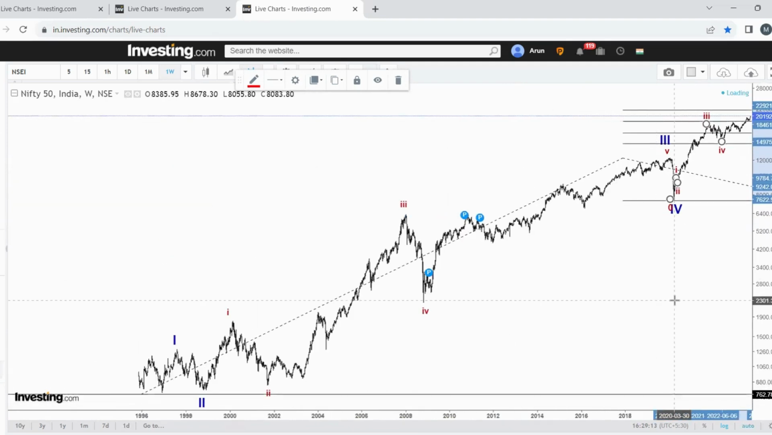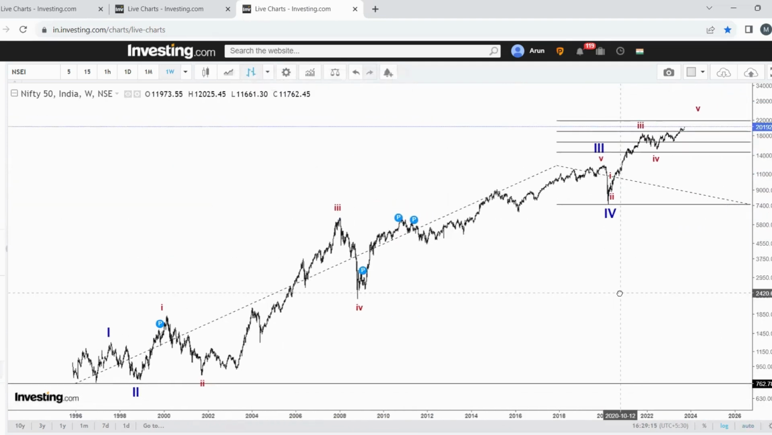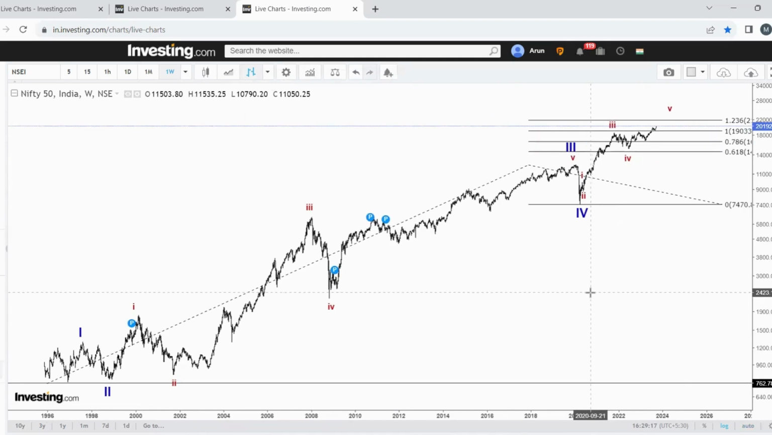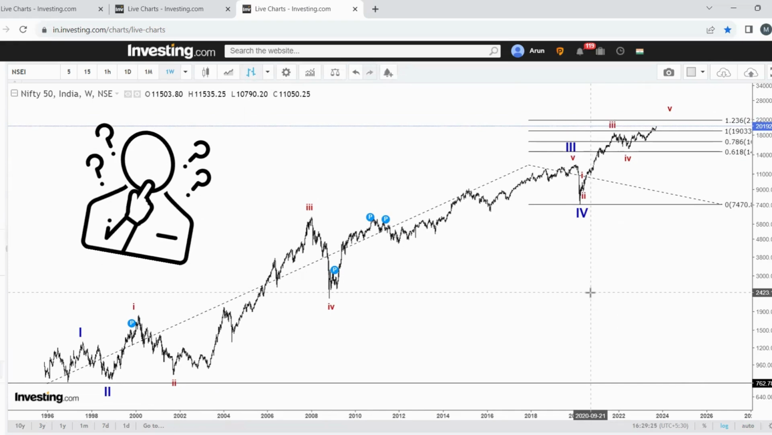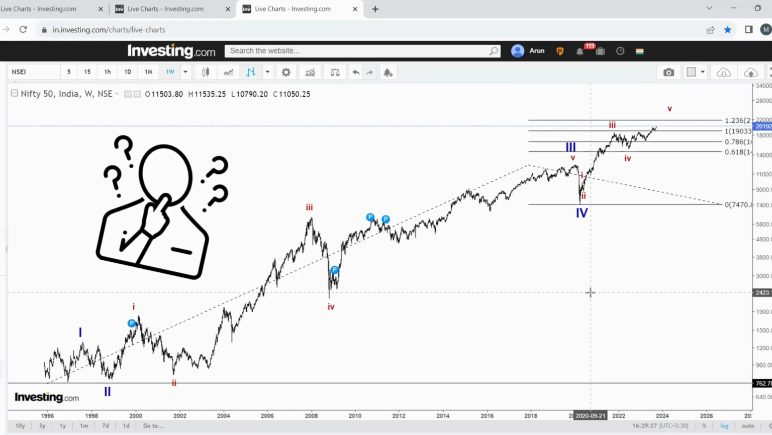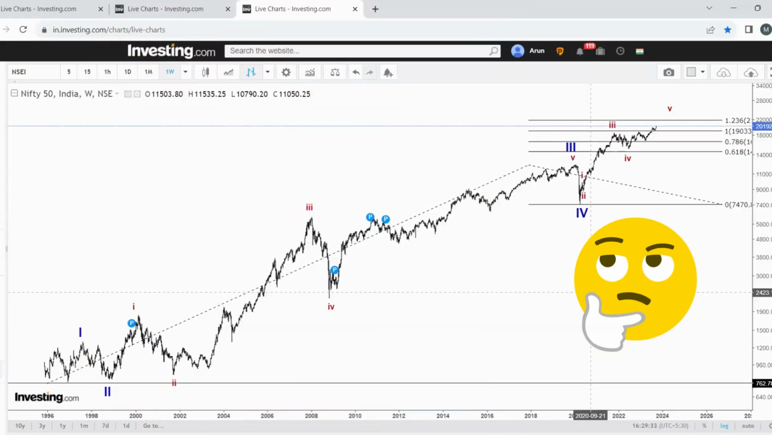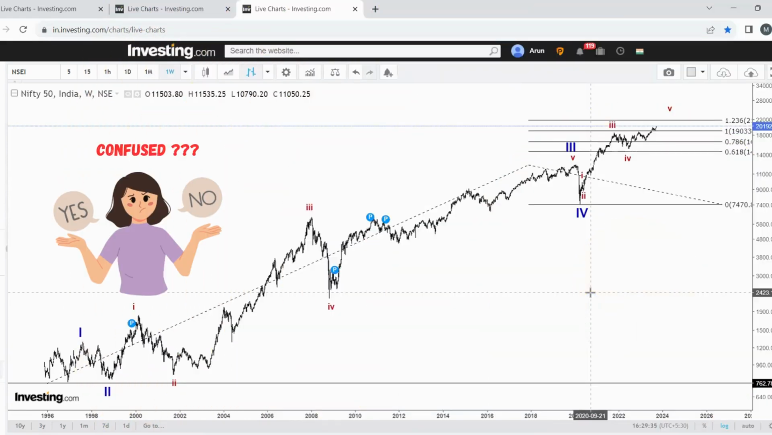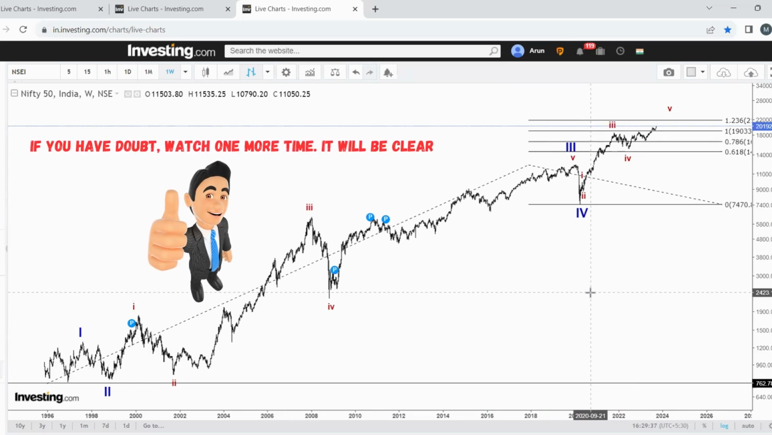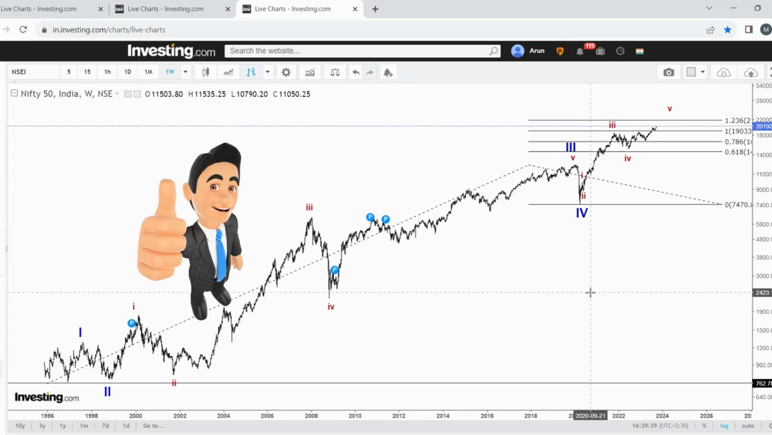So this is long-term Nifty chart, and we are probably in fifth wave. In that fifth wave, there are two options. It may be we are moving in third of fifth, or we are in fifth of fifth. In that fifth, we may be in third. Okay. These are the options open now, and let's see what happens.